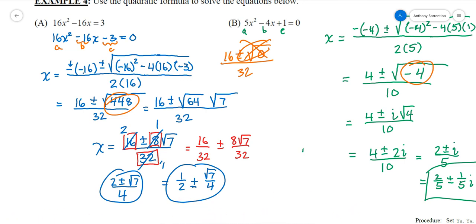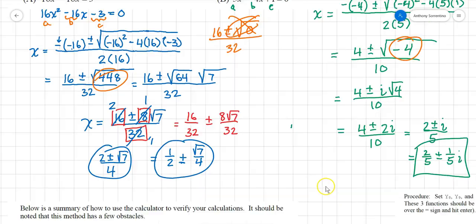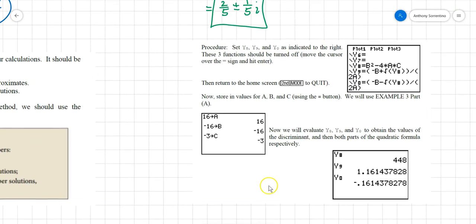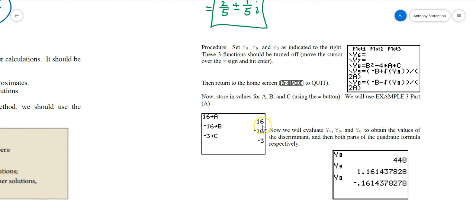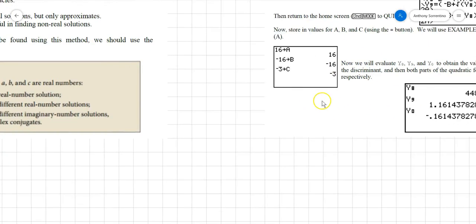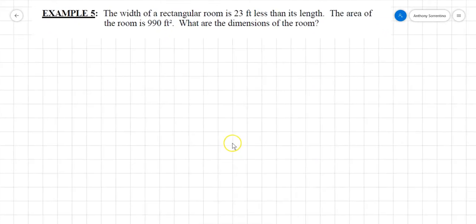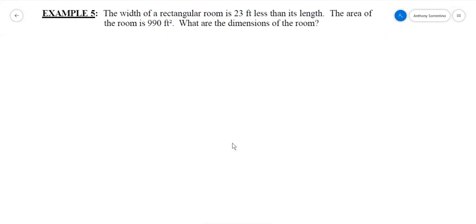So I'm not going to say spend a whole lot of time on the discriminant stuff. Be aware it is part of the quadratic formula, and you could go through and figure out what the discriminant is. I show some things here, but that's not as important. Let's look at some instances where I can apply solving quadratic equations.